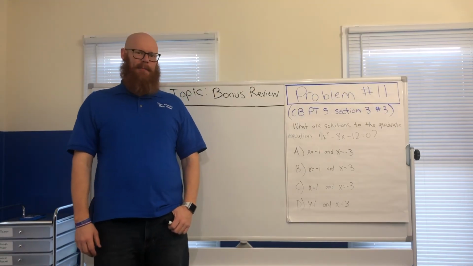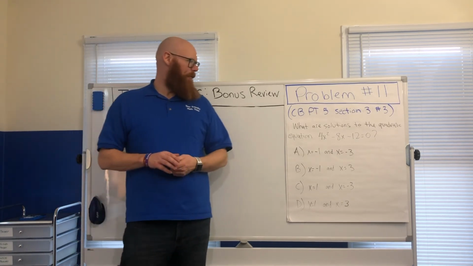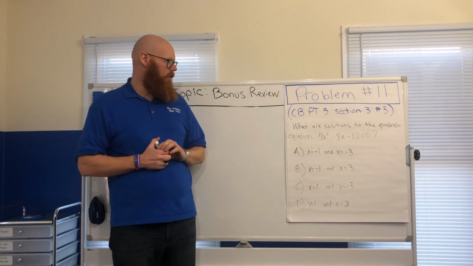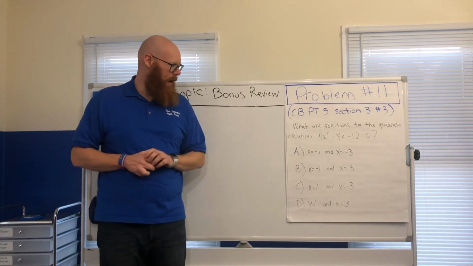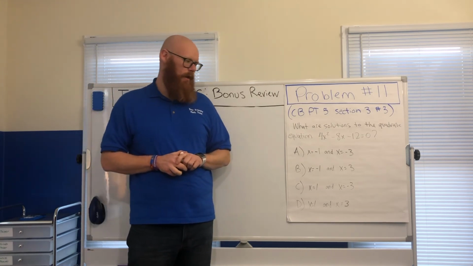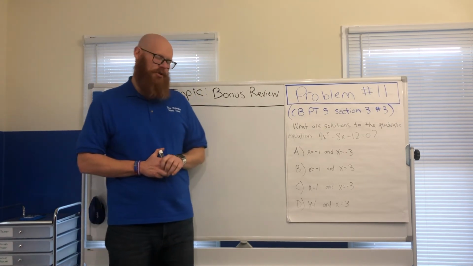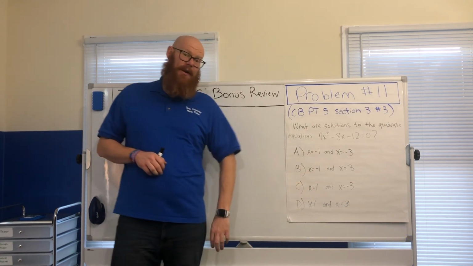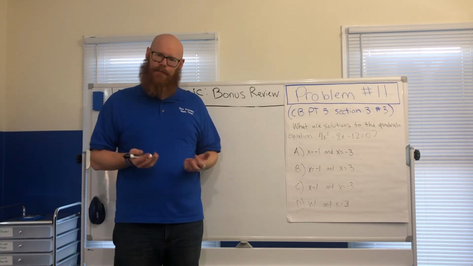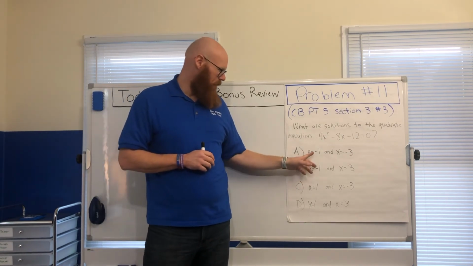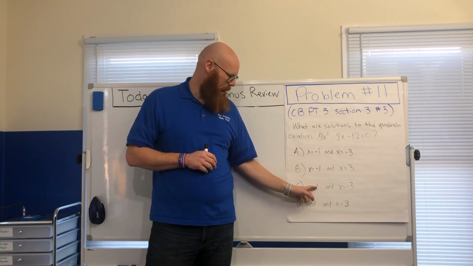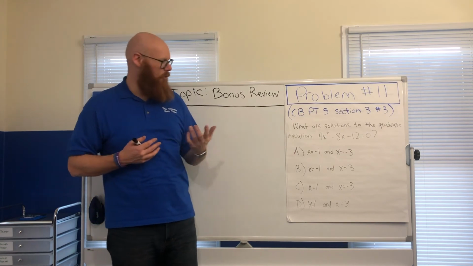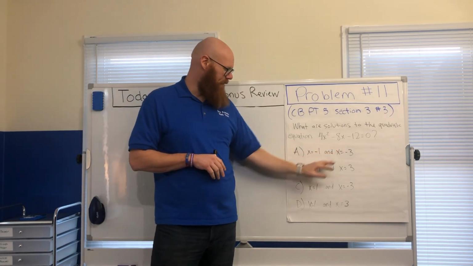All right, now on to problem number 11. College Board Practice Test 5, Section 3, number 3. What are the solutions to the quadratic equation 4x squared minus 8x minus 12 equals 0? So this is a callback to episode 1 where we could plug in our answer choices. But honestly, I don't think that would be the quickest way to do it, because we have -1, -3, +1, and +3. So we have 4 different values we potentially would need to plug in. There's a lot of different combinations here.